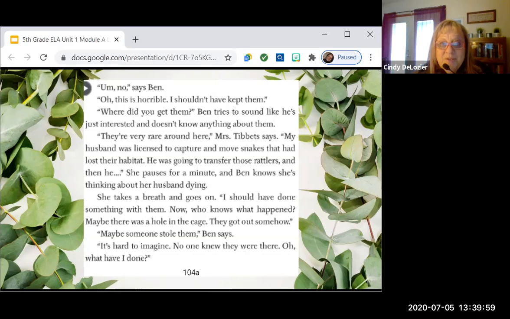I've added some words there in my reading, didn't I? Did it change the meaning? So here's a question. Are you asking yourself questions? My question for this text would be, why did she keep them? And was it because they reminded her of her husband?